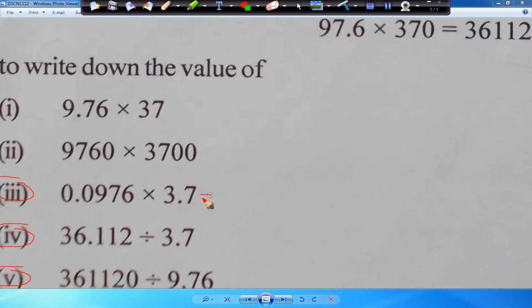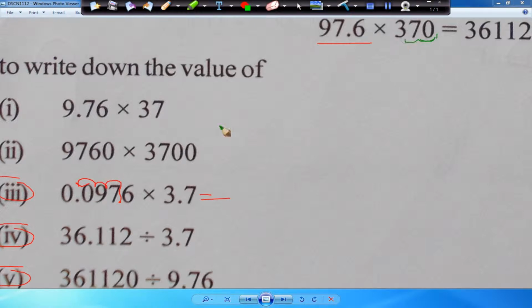We always compare to the original value. We have 97.6 here, and that's become what? Originally, the decimal point was here. So we made it 1,000 times smaller. Okay. Let's look at this number. 370, what's happened to 370? 370 has been made how many times smaller?